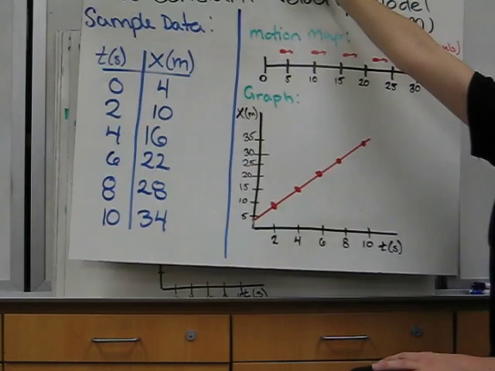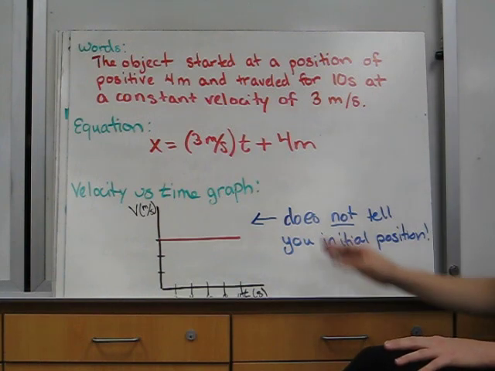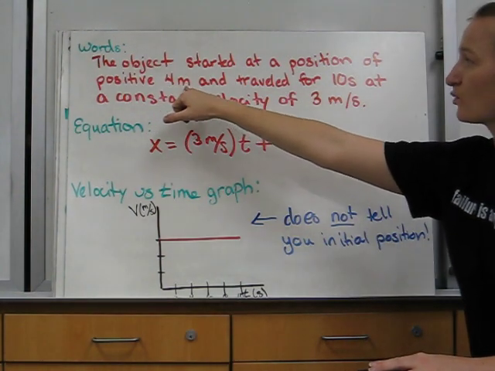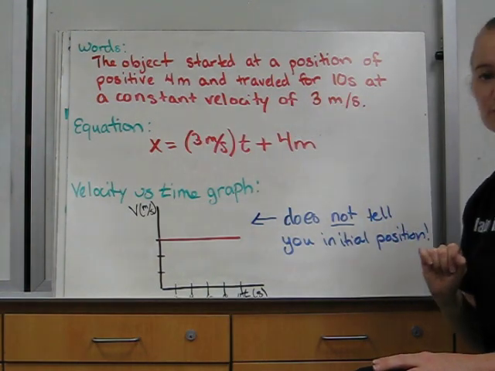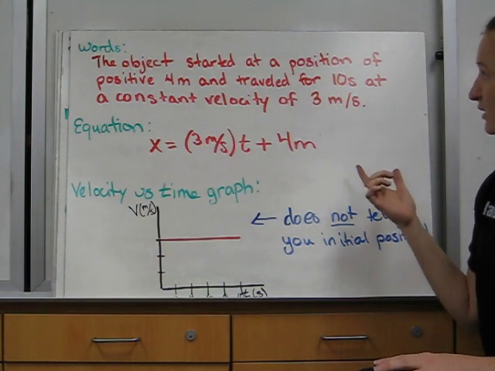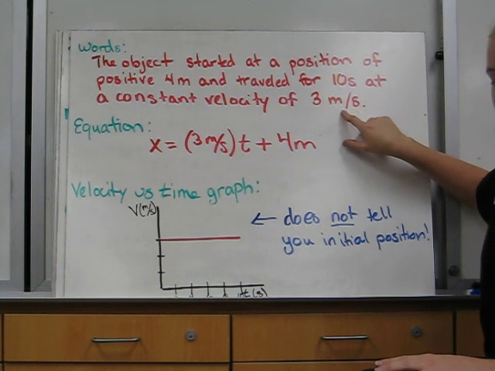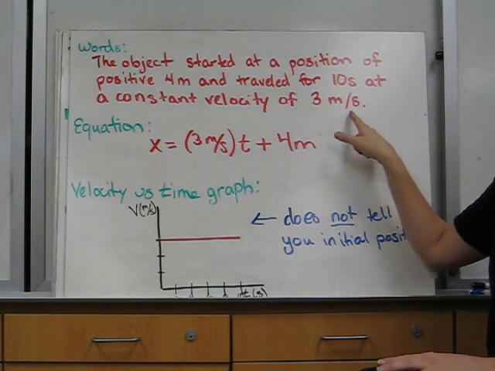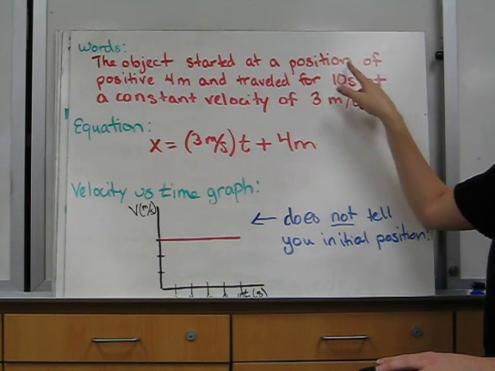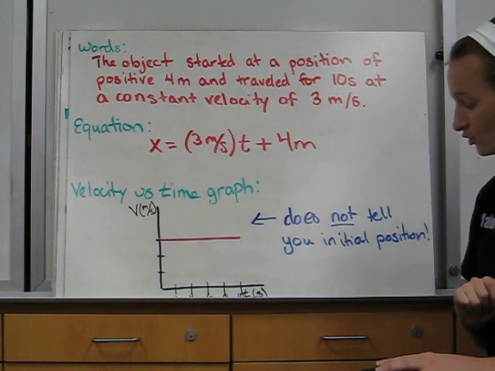A third way of representing this data is using words. So the object started at a position of positive 4 meters and traveled for 10 seconds at a constant velocity of 3 meters per second. We don't need to say where it ended because we know how long it traveled for and at what rate it traveled. So if it started at 4 and traveled for 10 seconds at 3 meters per second, this means that it traveled an additional 30 meters, so its ending point would have been 34 meters.